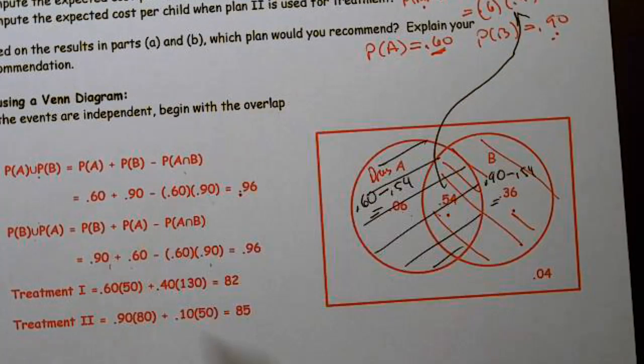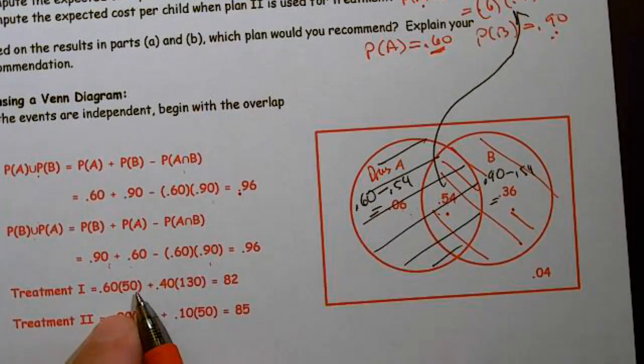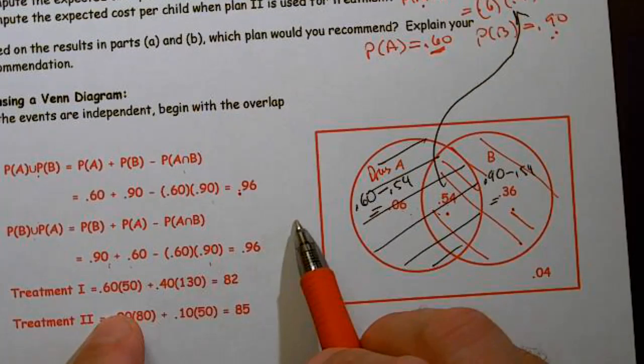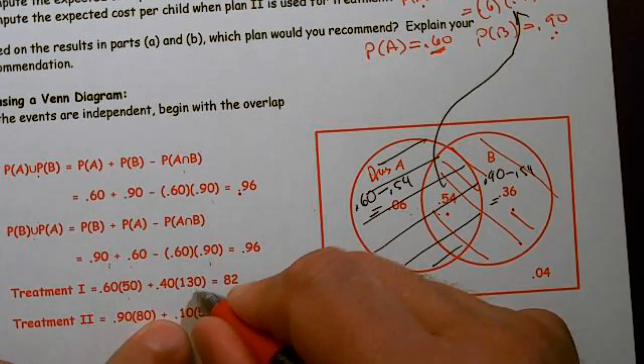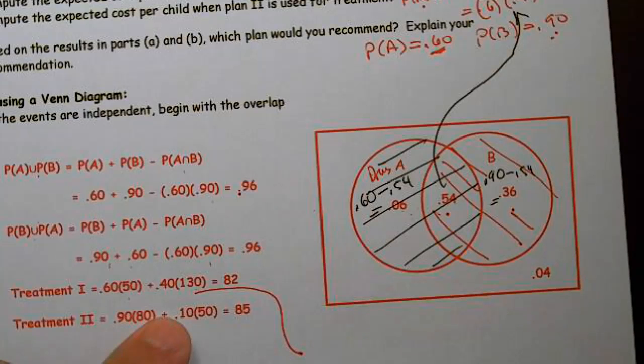What that says is 60% of the time, we're going to do drug A only. But 40% of the time, I'm going to have to do both. Wait a second, both. So 60% of the time, I only have to spend the $50. 40% of the time, and where did I get that value? That value was the 50 plus the 80. So 40% of the time, I'm going to have to spend $130.